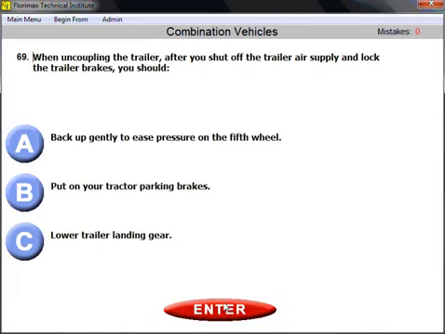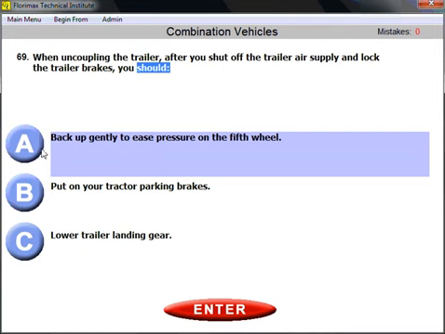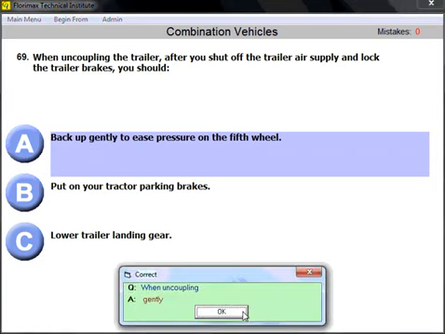Question number 69. When uncoupling the trailer, after you shut off the trailer air supply and lock the trailer brakes, what should you do? Definitely, you need to back up gently to ease pressure on the fifth wheel. Again, even if you don't know what you need to do, whenever you see the word gently, that's a right answer. Okay?